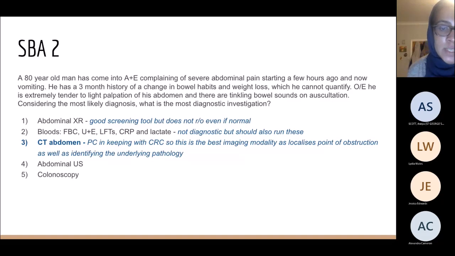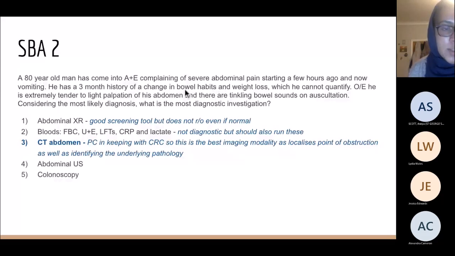So when someone comes in, firstly, what's going on here? They are having bowel obstruction, so malignant bowel obstruction. And you know that because number one, he's got this history of changes in bowel habits and weight loss, and he's 80. So those are some of the red flags associated with colon cancer. So you know he's got cancer.